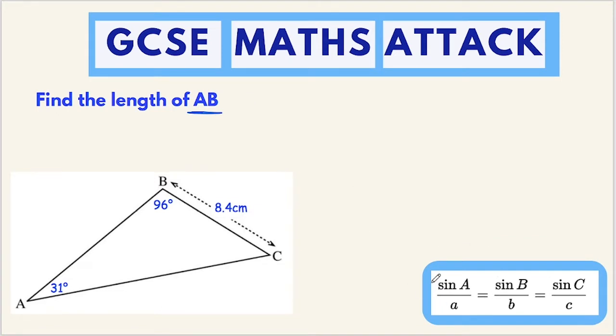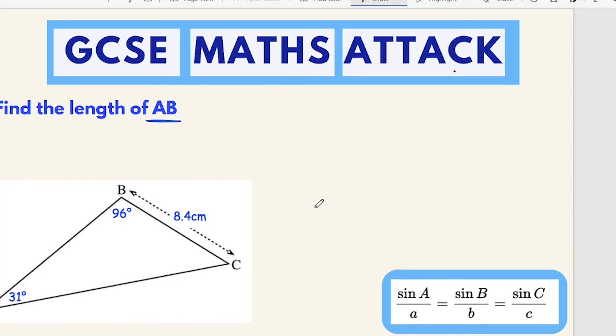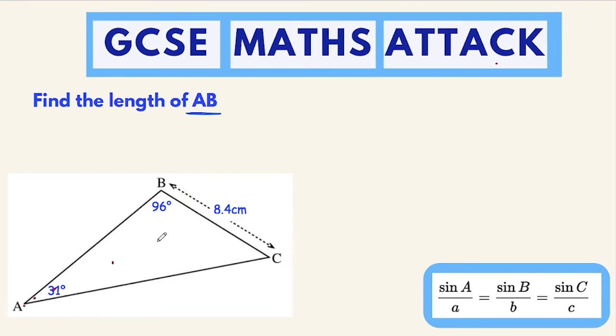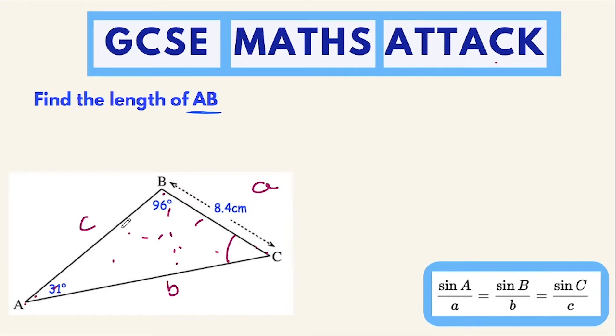Now, I'm being asked to work out the length. Because I'm being asked to work out a length, I'm going to rewrite this formula over here. I'm going to rewrite it again. First, label this. So since this is A, this will be lowercase a. Since this is B, I'll call this lowercase b. And since this is C, I will call this lowercase c. Because this angle is opposite this side, that means I need to work out this angle.